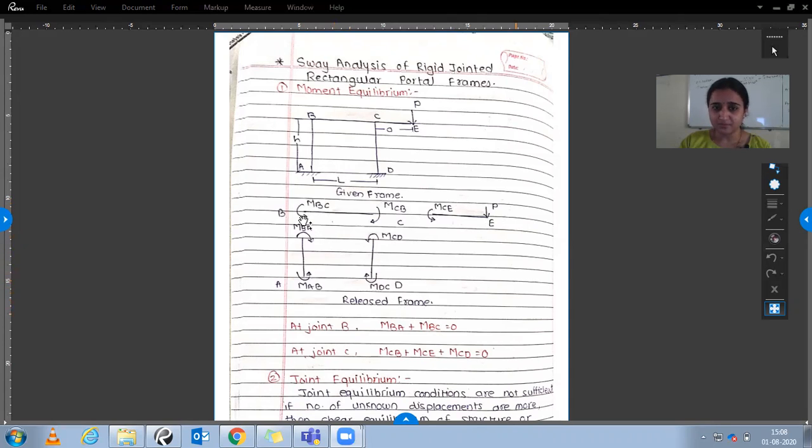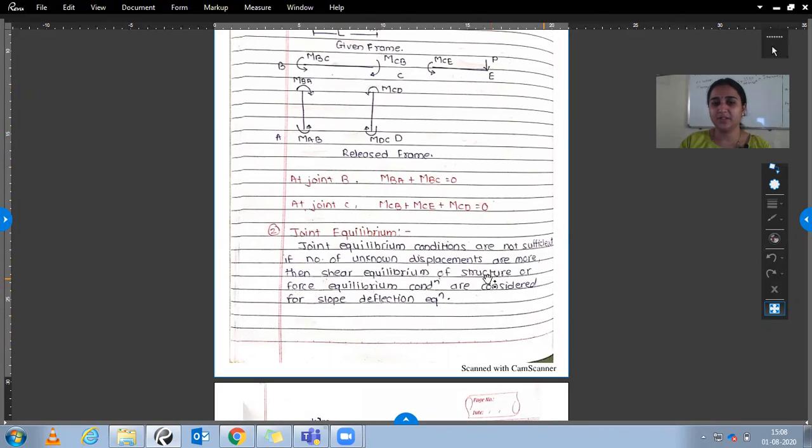So for equilibrium of the frame, there is a summation of moments at joint B and at joint C equals to 0. Here we are going to sum up all the moments which are meeting at joint B and at joint C equals to 0.